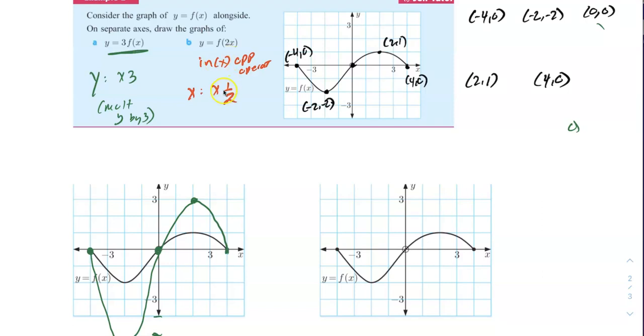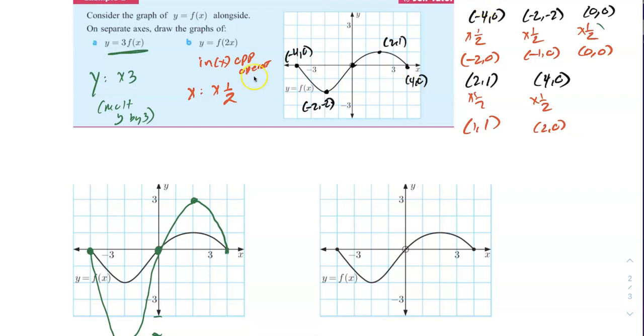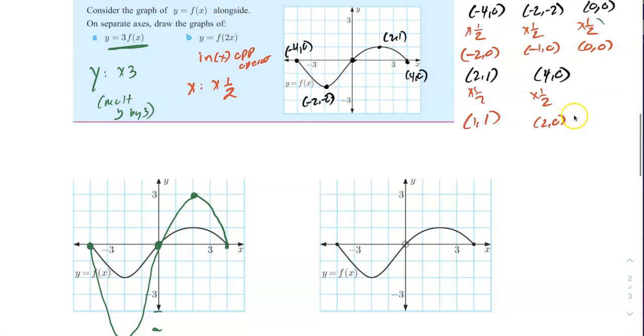So we're going to multiply our x's by 1/2, right? So the opposite operation. We're going to get all our x values and multiply by 1/2. And I get (-2, 0), (-1, 0), (0, 0), (1, 1), and (2, 0). So there we go, right? Again, inside x opposite operation, so I'm going to multiply our x values by 1/2.